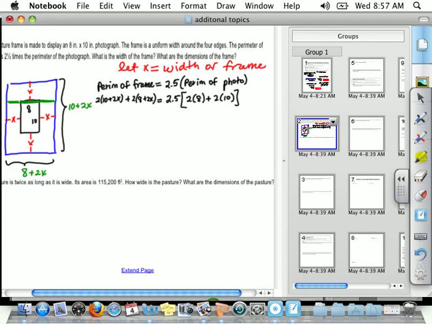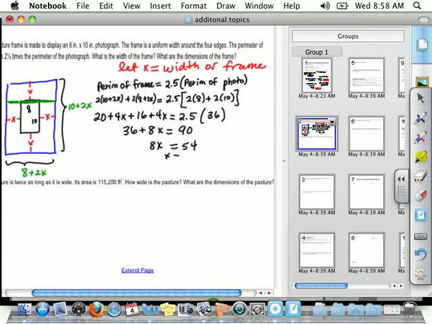So simplify your equation so you get 20 plus 4x plus 16 plus 4x equals 2.5 times, and then 16 plus 20 is 36. Okay, multiply. So I get 36 plus 8x equals, what's 2.5 times 36? 90. Subtract out 36, so I get 54. So what do you get for x? 6.75.